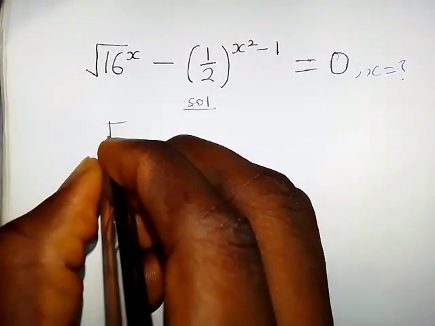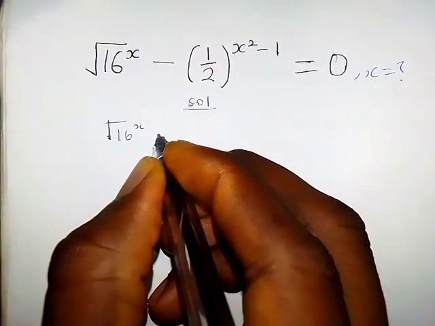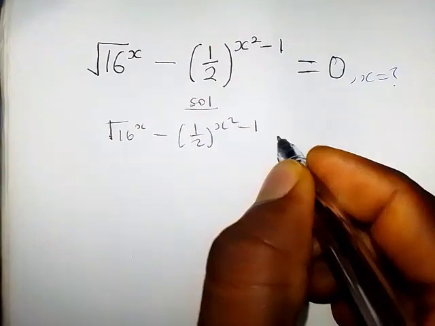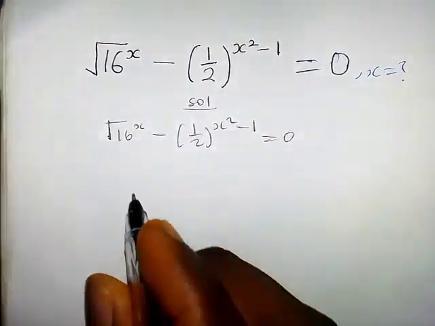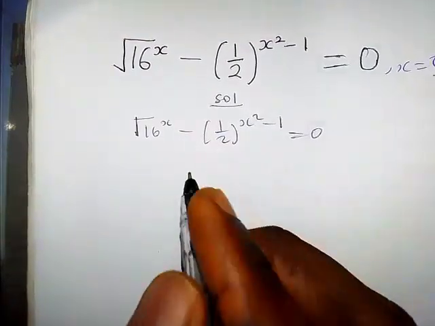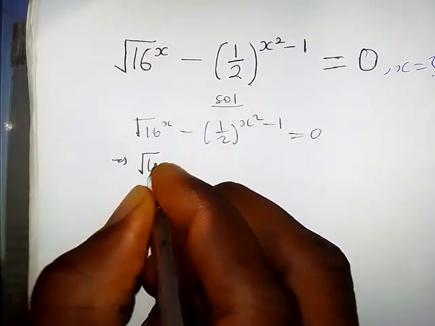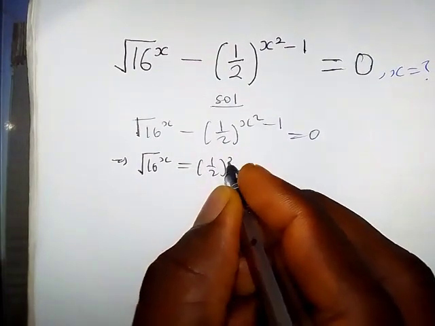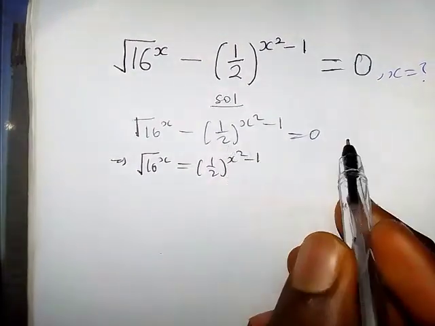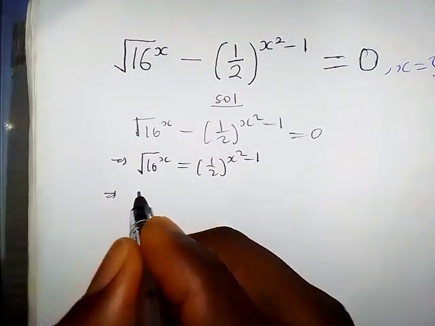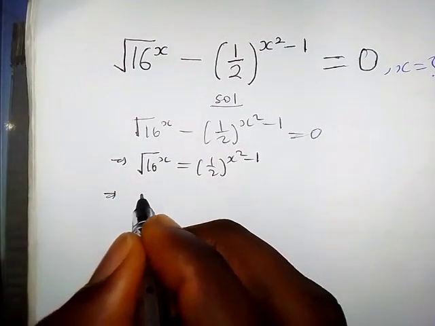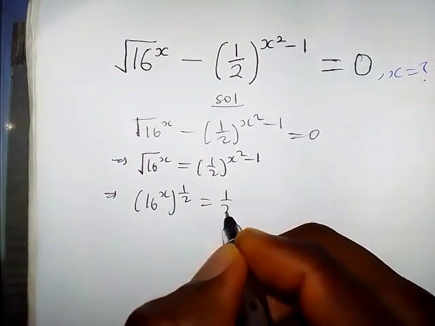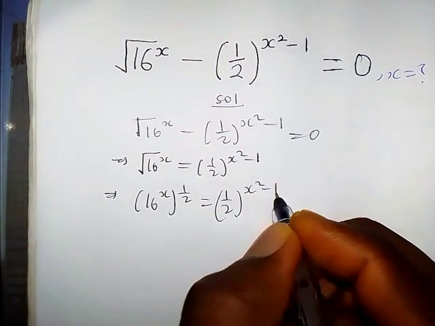So let's write the equation first. We have 16 raised to x minus half raised to x squared minus 1 equals 0. We can take this to the right hand side, so we have the square root of 16 raised to x equals half raised to x squared minus 1. This implies the square root of 16 raised to x can be written as 16 raised to x, everything raised to half, equals half raised to x squared minus 1.